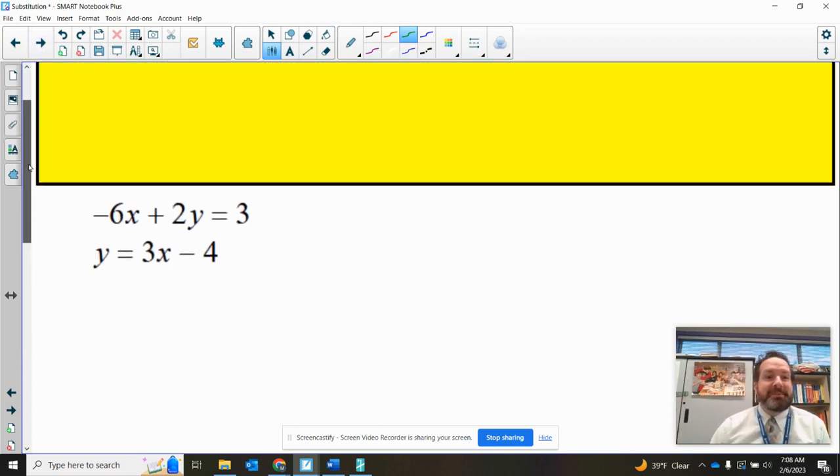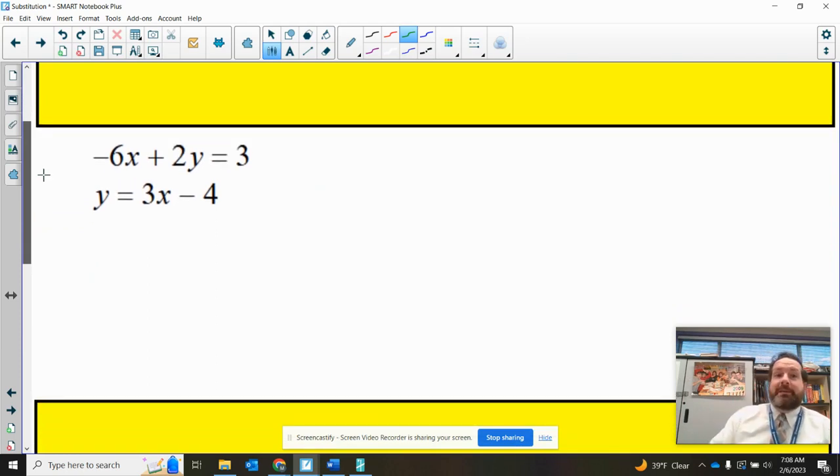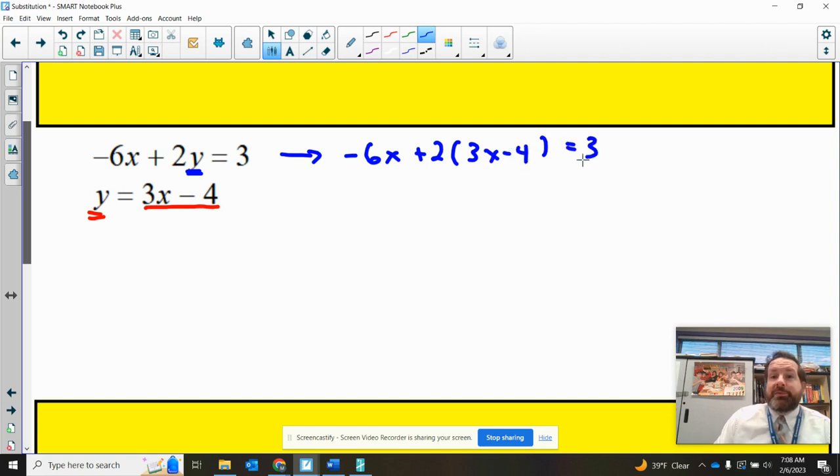Here's the first. Thankfully, this first step is already done for us. I've already got this variable by itself with this on the other side. So I can now go to this top equation, and where I see the letter y, I can replace it with 3x minus 4. Let's see what happens. So -6x plus 2 times y. And remember, I'm replacing this y with its equivalent expression, the 3x minus 4, and that's equal to 3.